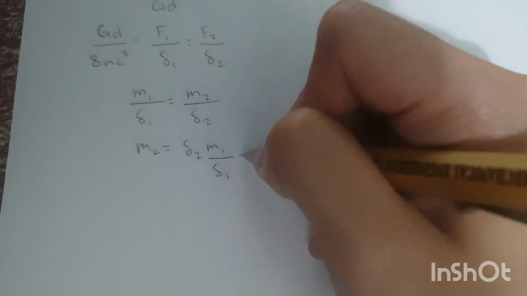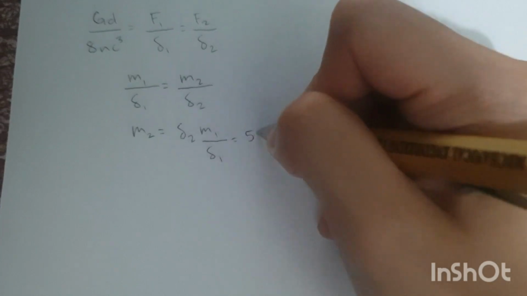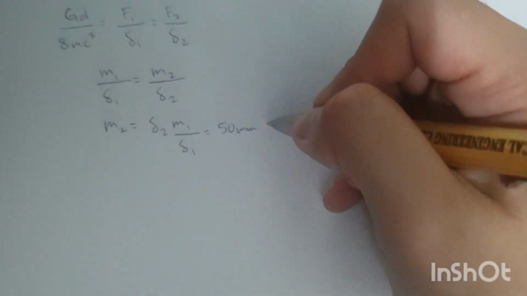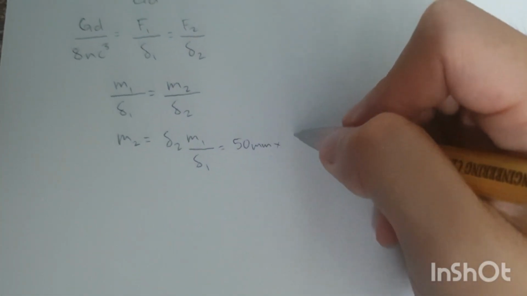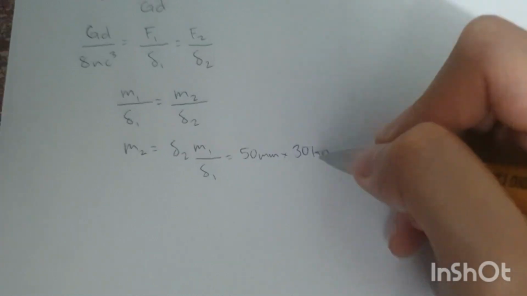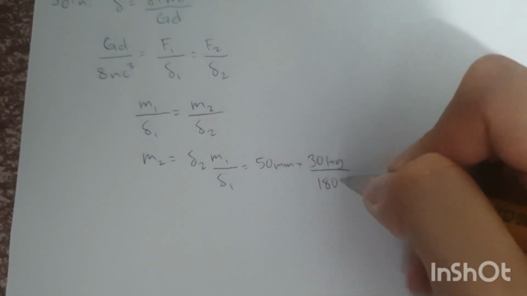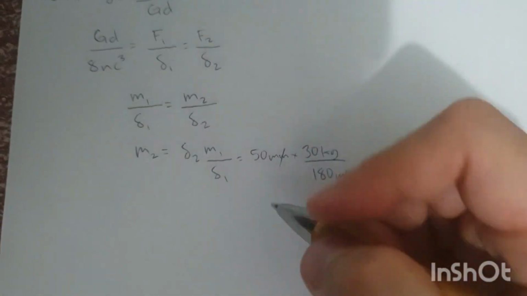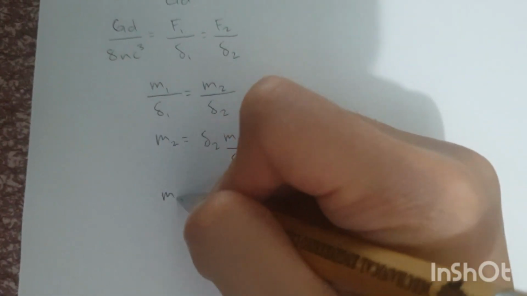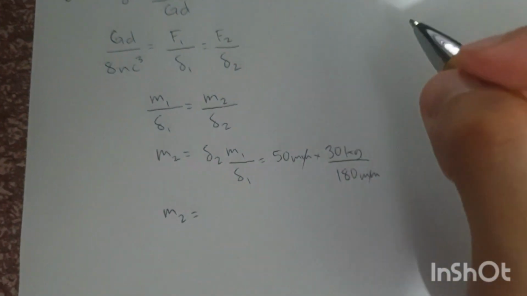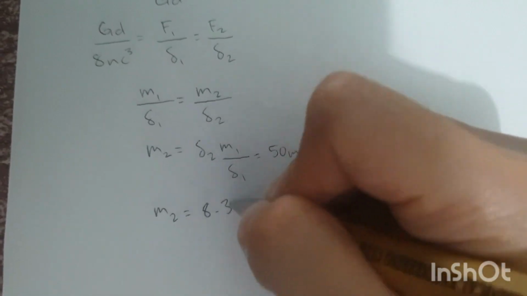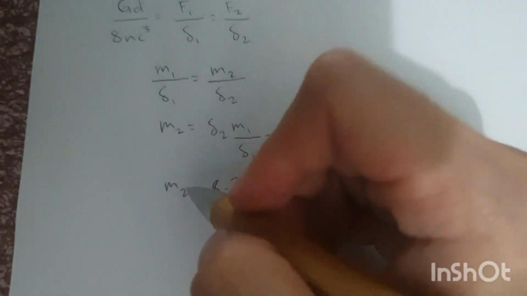So substituting the values, we have 50 millimeters times mass 1, which is 30 kilograms, over deflection 1, which is 180 millimeters. So this will cancel, and now we can get mass 2, which is equivalent to 8.33 kilograms. So this is our final answer.